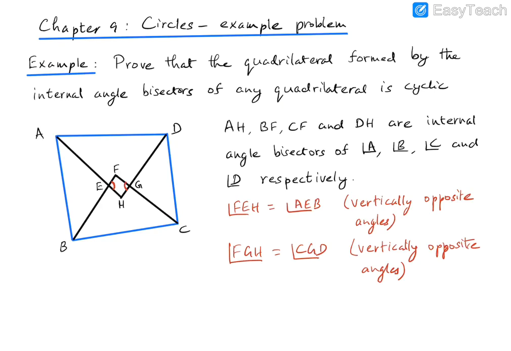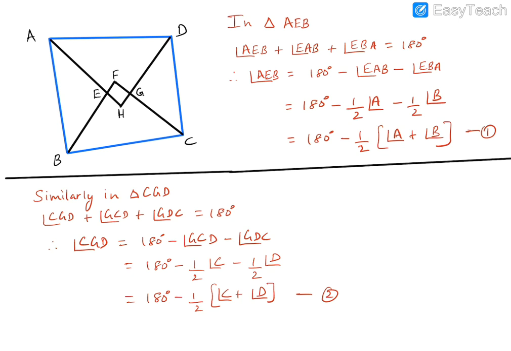From our previous discussion, angle FEH is equal to angle AEB. These are vertically opposite angles. Similarly, angle FGH is equal to angle CGD. Again, they are vertically opposite angles. We will use that result now, and then use equations 1 and 2 and add them together to show that the two angles FEH and FGH add up to 180 degrees. And if they add up to 180 degrees, then the quadrilateral EFGH is a cyclic quadrilateral.